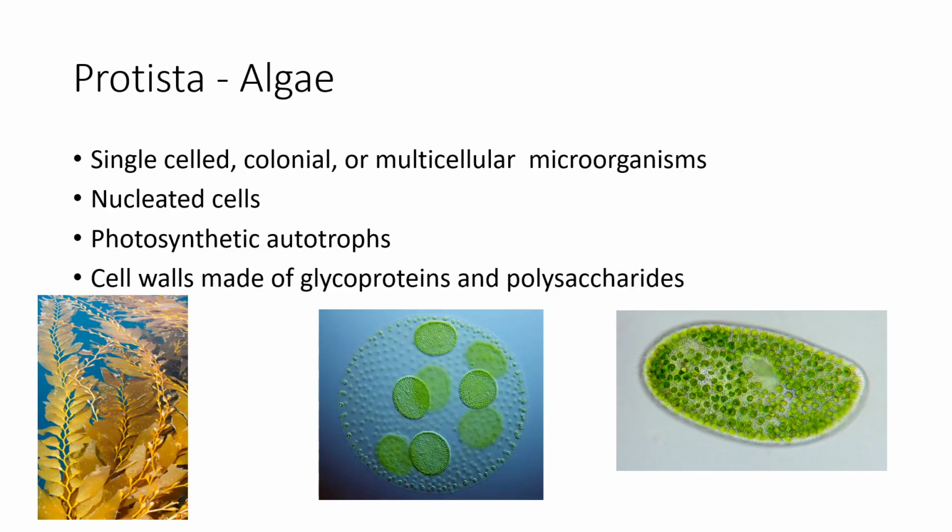The next one is algae. This is our next type of protista. They're single-celled, but they can also be colonial, where they all live together in a big colony. We also have multicellular forms, where multiple cells make up the organism. These are nucleated cells, and they're photosynthetic autotrophs. Photosynthetic, so they get their energy from photons, the sun, and then they're able to create food themselves. Autotrophs make it and can utilize it. Their cell walls are made of glycoproteins and polysaccharides. And since they're going through photosynthesis, they're very green.